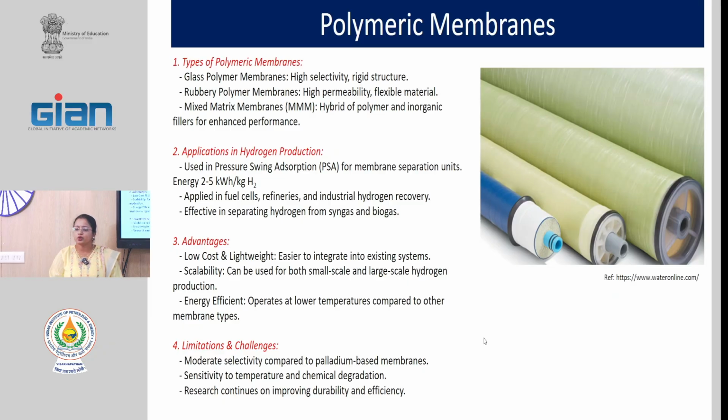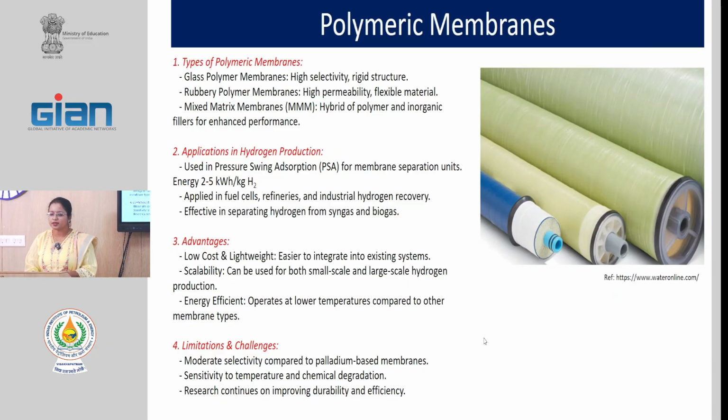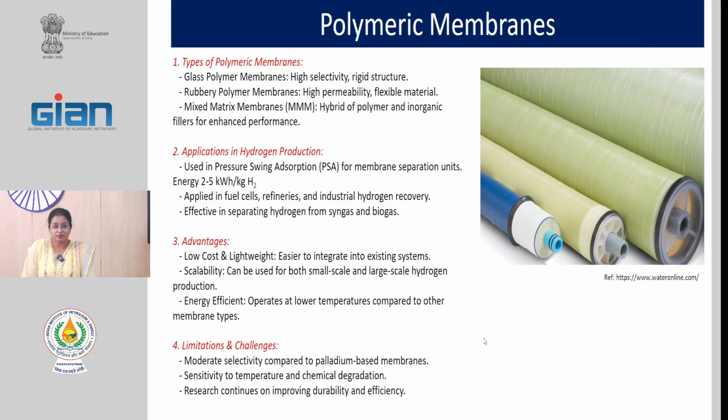If we look into the polymeric membranes, one type of polymeric membrane that is very popular is the glassy polymeric membrane. Mainly thin film composite membranes are of this category. They are not in thermodynamic equilibrium, so they are very rigid in structure. They offer very high selectivity compared to the other conventional polymeric membranes. They are very thin, they offer very high rigidity, very high selectivity. They are very dense in nature.